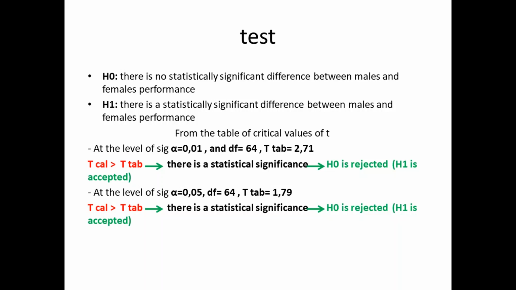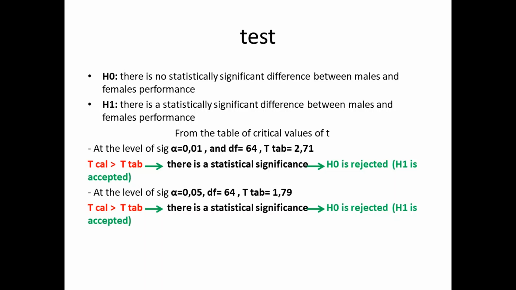I don't think this is rocket science or something very, very difficult to conduct. All you need to do is calculate t and then look for the alpha and the df to help you find the tabulated t, and then compare it to the calculated one you had. So if your calculated value is more than the tabulated value, you can say that there is a statistical significance. And if there is a statistical significance, this means that your H0 is rejected.